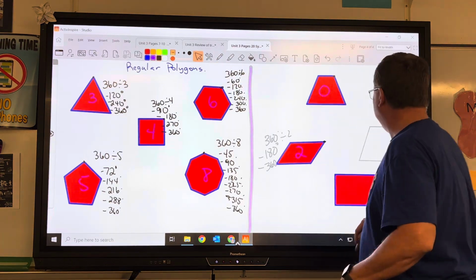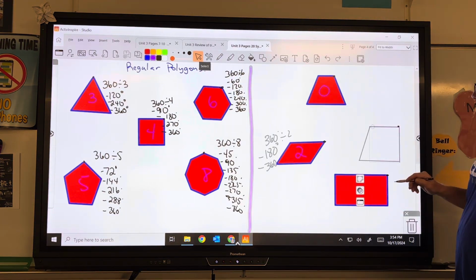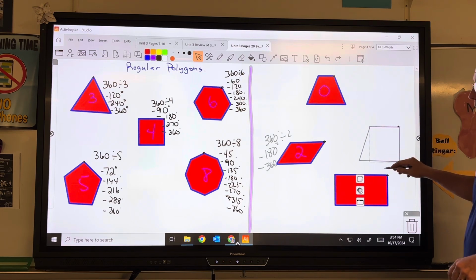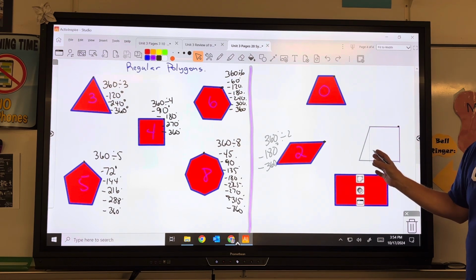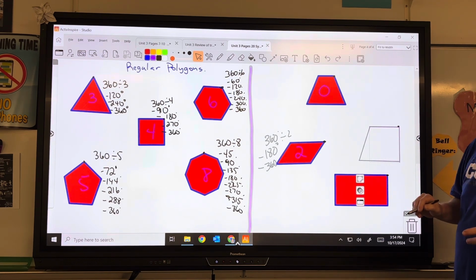So if I come over here to this guy, my regular trapezoid, I can't spin this one because of the way it's set up, I couldn't get a picture for that one. This one is never going to happen either. So this one is also going to have 0 rotational symmetry.